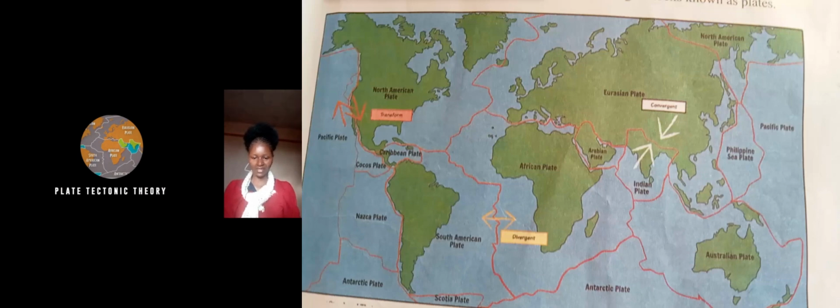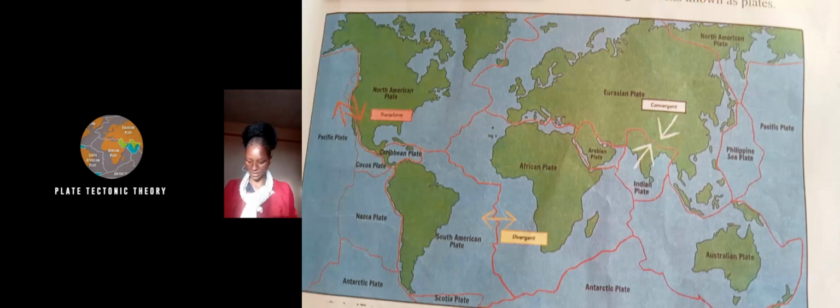The plate tectonic theory is simply an improvement of the continental drift theory. I hope you're in a position to remember the continental drift theory. So what are the plates we're talking about? Plates are simply blocks. We say that the continents are made up of different blocks. So when you talk about plate tectonics, we're simply talking about the study of the movement of the plates and the various landforms resulting from this movement.